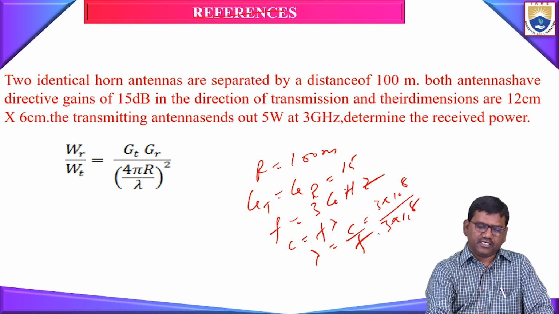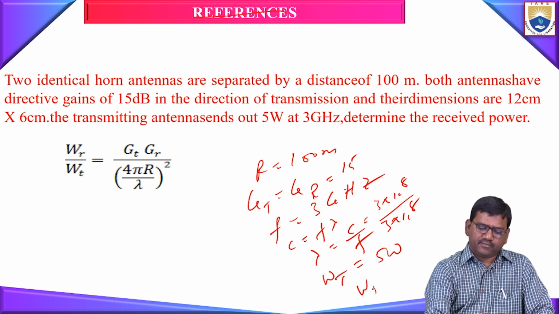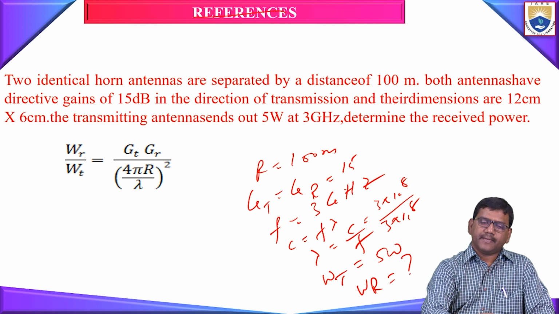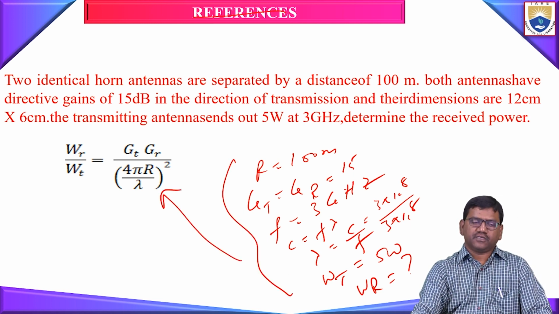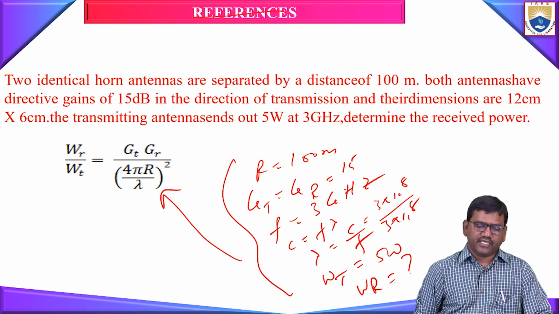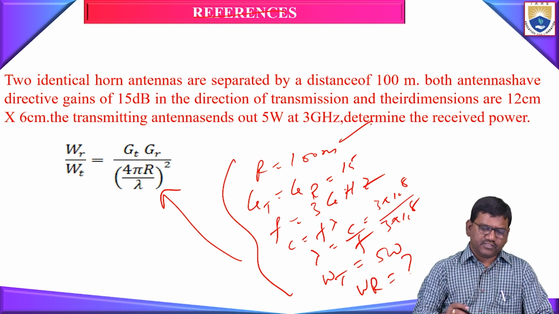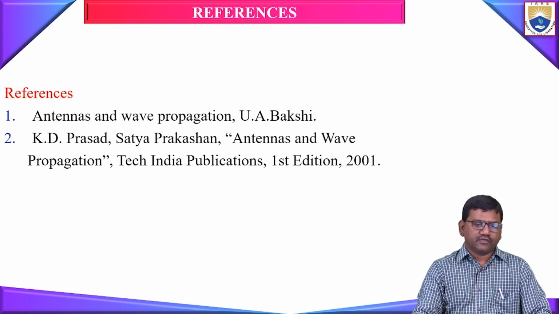So the power of the transmitting antenna WT is given as 5 watts, and WR you need to find out. So all this data you substitute in this formula. The distance between the antennas is given as 100 meters. If you simplify this, you will get the value of WR by substituting all the given data.